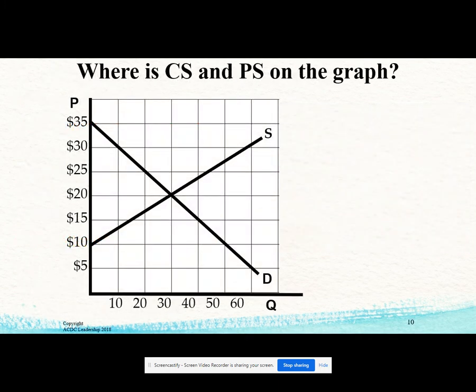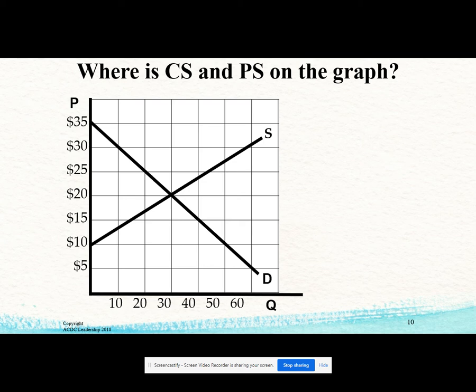Now, you don't have to put numbers on yours, but we're going to use this also to calculate. Draw yourself in your notes a little supply and demand graph. Price on the vertical, quantity on the horizontal, upward sloping supply curve, labeled S, downward sloping demand curve, labeled demand. Now again, on this one you have numbers, you don't have to put that on yours.